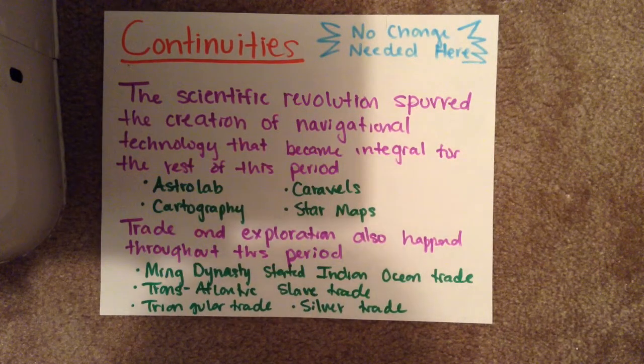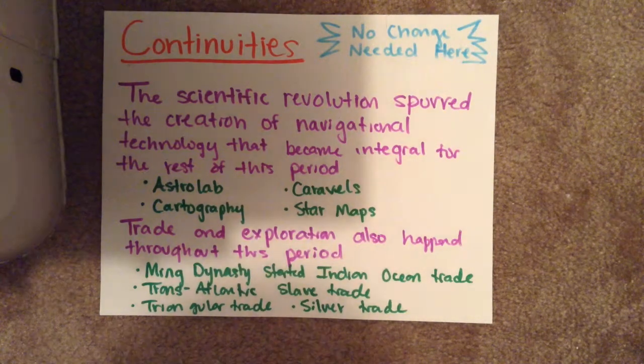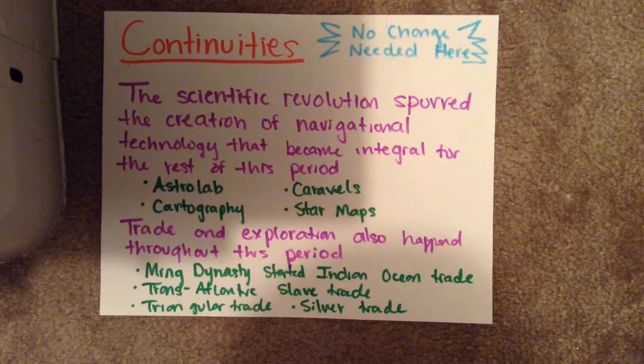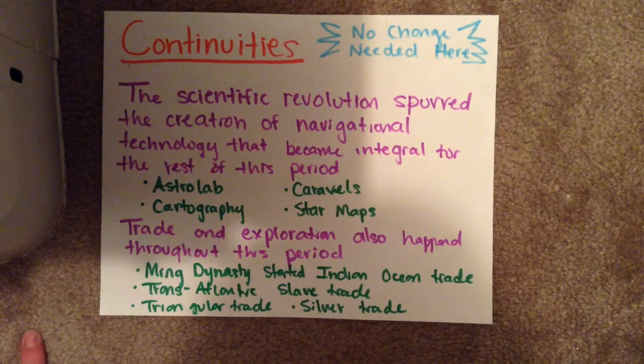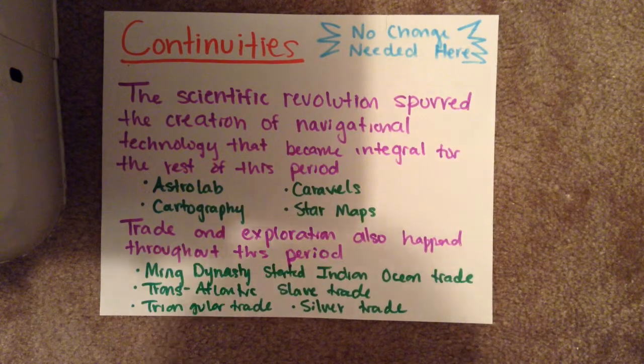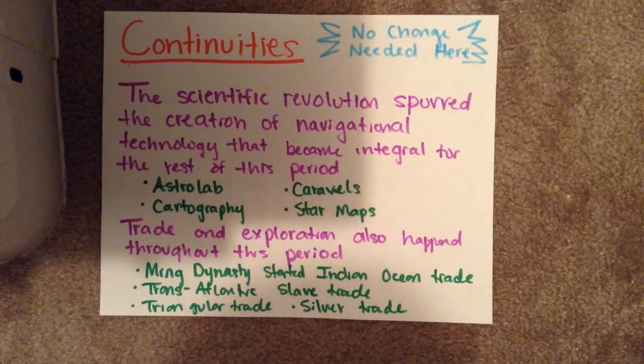Another one which sort of led from that is that trade and exploration were pretty characteristic of this period and happened throughout the entire course. Examples would be in the Ming Dynasty, when Zheng He started exploring and started Indian Ocean trade. And then other examples would be the transatlantic slave trade and triangular trade and silver trade, which all happened across the Atlantic and connected the Americas to Europe, Africa, and Asia, and sort of just left the world connected.